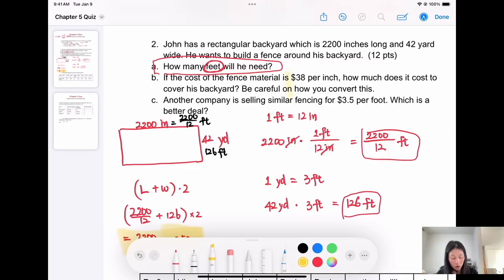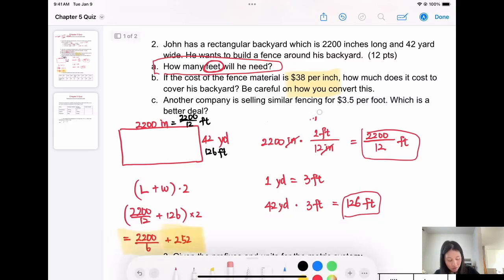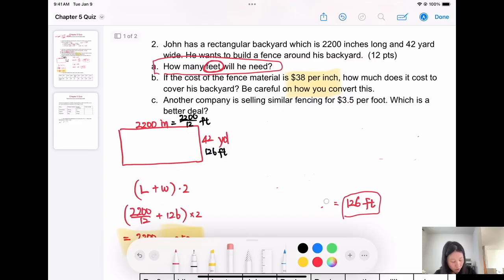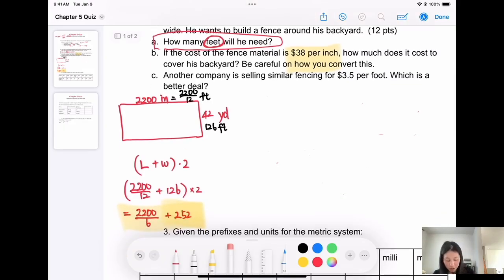So the first thing is, look, they give you the unit price as dollars per inch. So that means we need to convert everything into inches. Now feet doesn't work. I'm going to erase this. One good thing about this is the length is given in inches. So that means we don't need to do anything. We can just keep the 2,200. Now, the next thing is the width. From the previous question, question A, we know that it is equal to 126 feet.